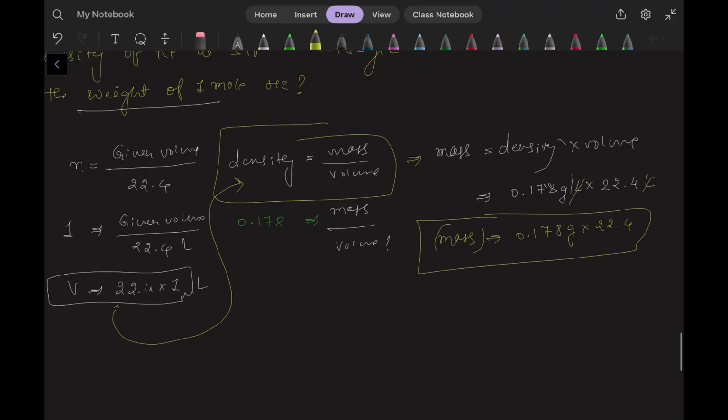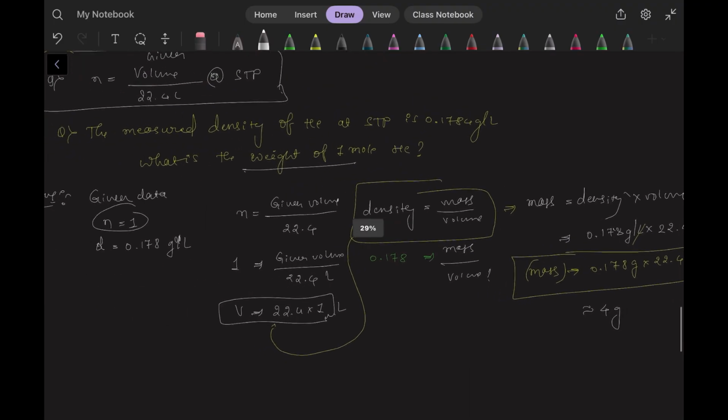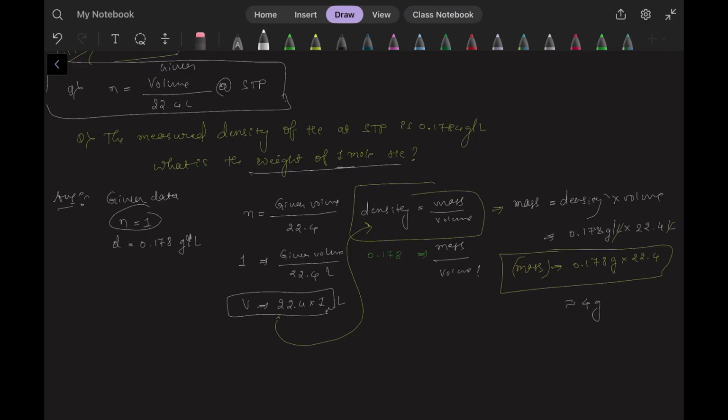Simplify, you will get the answer. Approximately you will get 4 gram, which is the weight of 1 mole of helium with respect to 0.1784 gram per liter density. This is how we need to calculate. If you didn't understand, just read one more time, just practice, you will understand.